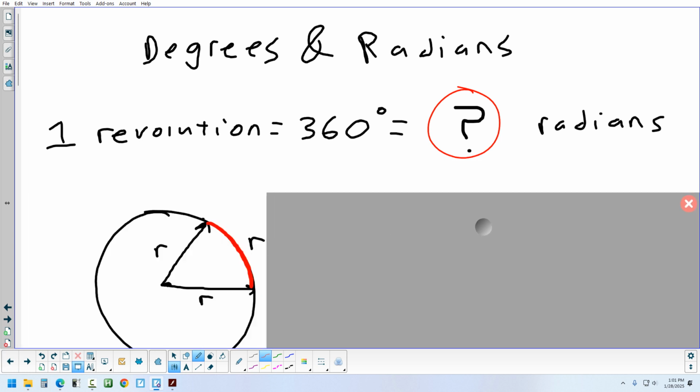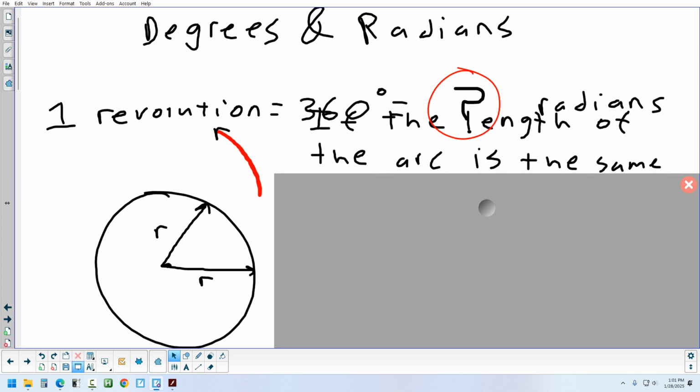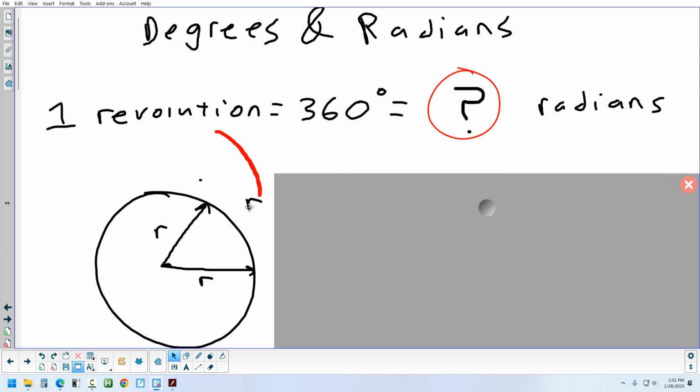So let's start with this picture. This picture is not going to help us change between degrees and radians. What this picture is to help us do is visualize how big a radian is. So to visualize it, what I want you to do is draw that circle. Once you draw that circle, we put an angle inside it.